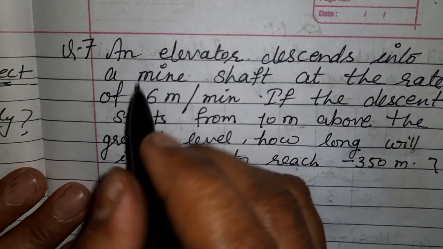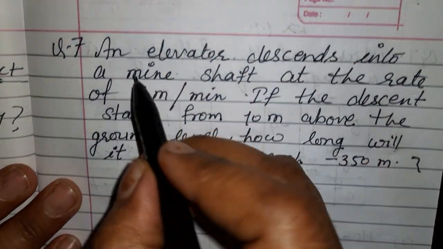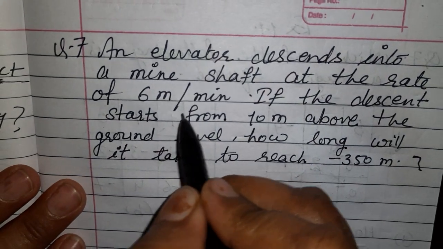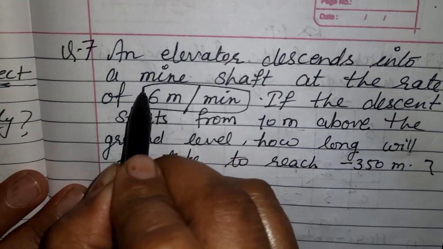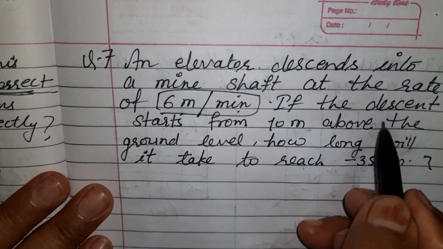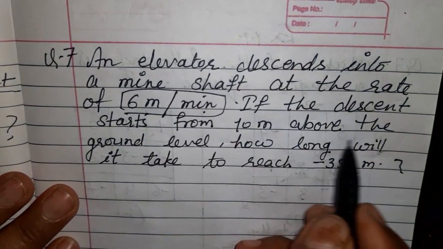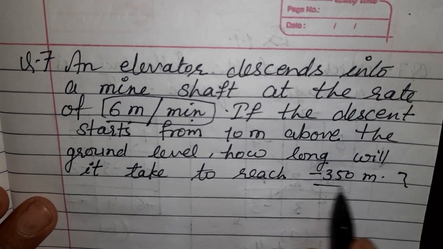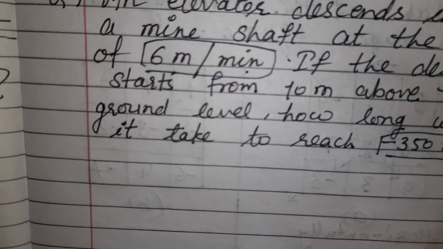Now this is the last question. Okay, an elevator descends into a mine shaft at the rate of 6 meters per minute. This you have to keep in mind. In 1 minute it descends 6 meters. If the descent starts from 10 meters above the ground level, how long will it take to reach minus 350 meters? So simple it is.